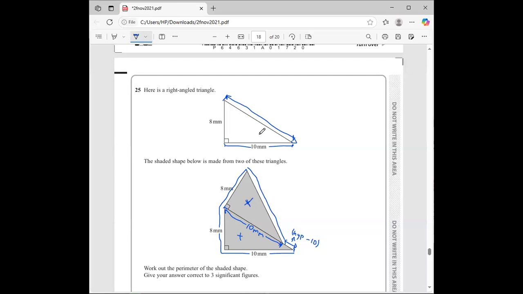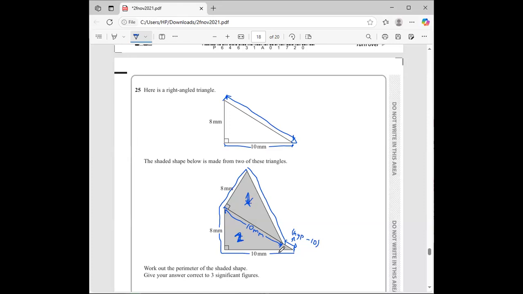Good. Now, we took one of these triangles and put it on top of the other one. So the 10 millimeter side somehow is resting on the hypotenuse of this other triangle. Let's call it triangle 2. This is triangle 1. So triangle 1, its 10 millimeter side is resting on the hypotenuse of triangle 2. Did you get what I just explained now? Yes.